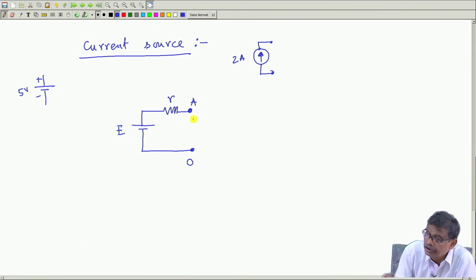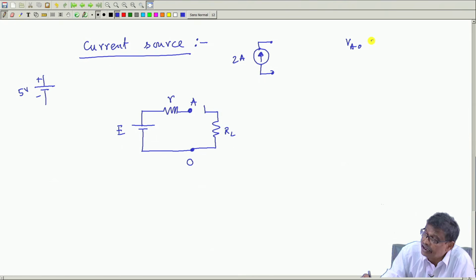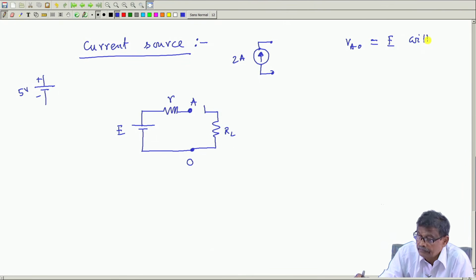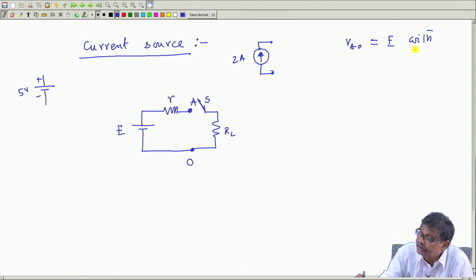No current is flowing, so VAO starts from O, from this to this E, no current, no voltage drop here, plus minus. If this is supposed to be like this, and therefore, with S opened, VAO is equal to E. Here is a switch which can be connected this side, with S opened.